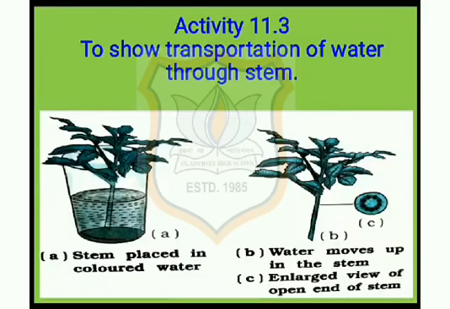We will perform activity 11.3 to show transportation of water through the stem. We would require a glass tumbler, water, red ink, a tender herb, and a blade for this activity. Pour water to fill one-third of the tumbler. Add a few drops of red ink to the water. Cut the base of the stem of the herb and place it in the glass as shown in the figure. Observe it the next day.